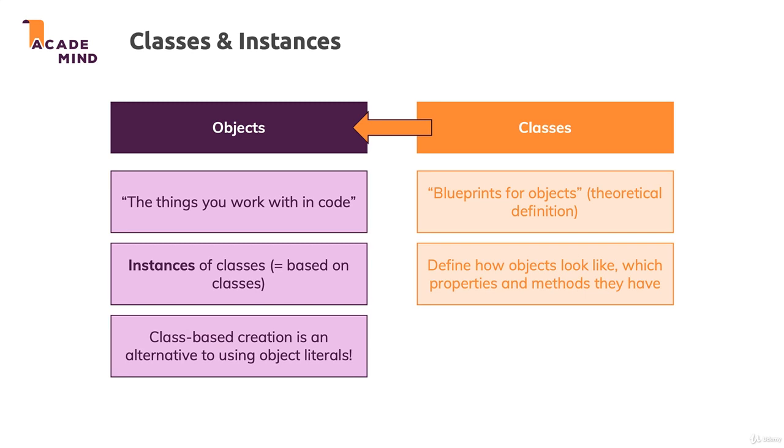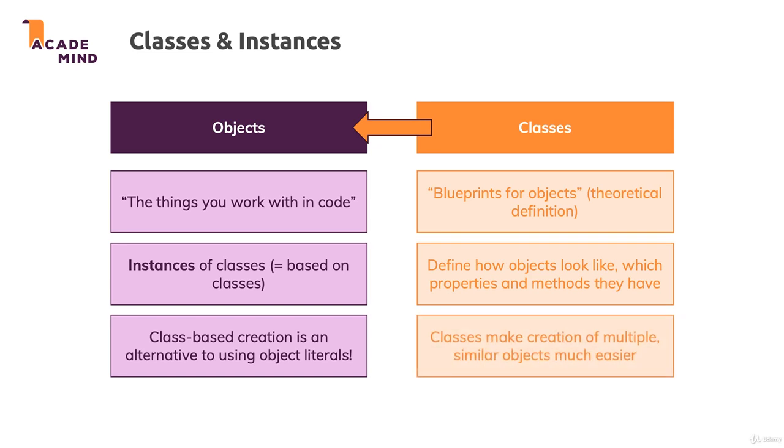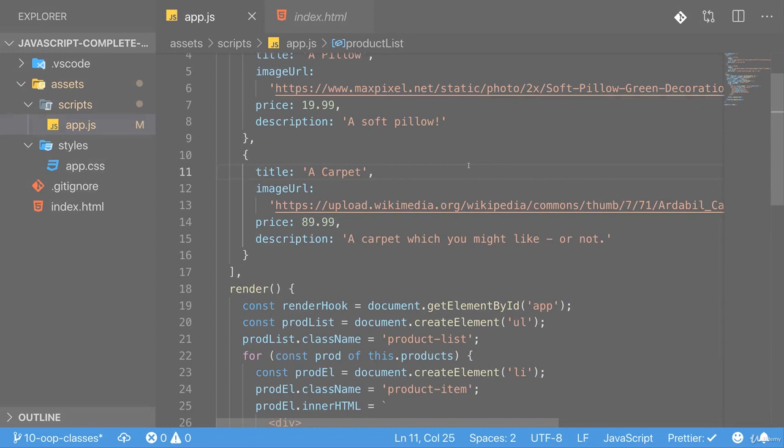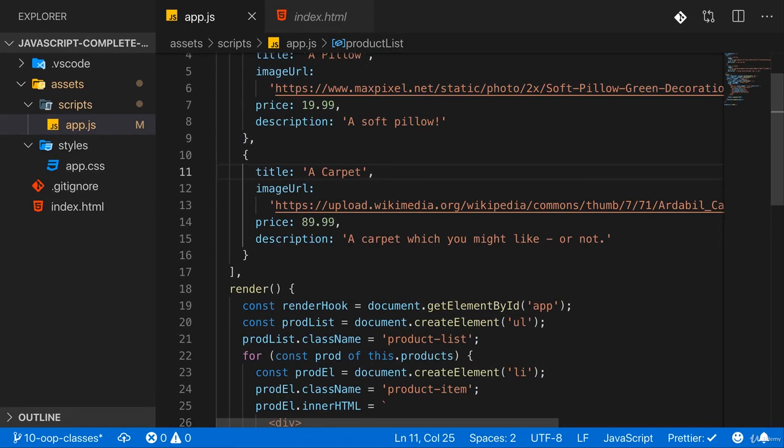Object literal notation is great if you just want to quickly group some data together, but it's awesome to use classes if you have reusable logic which you want to define in one place and then create multiple objects based on it. So classes can make the creation of multiple similar looking objects, where the data differs but not the structure, much easier. So let's translate this code which I wrote here into a class-based system.